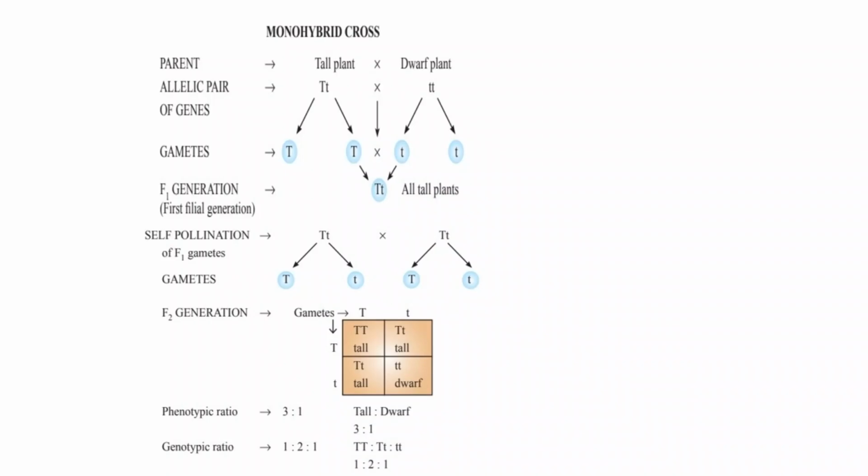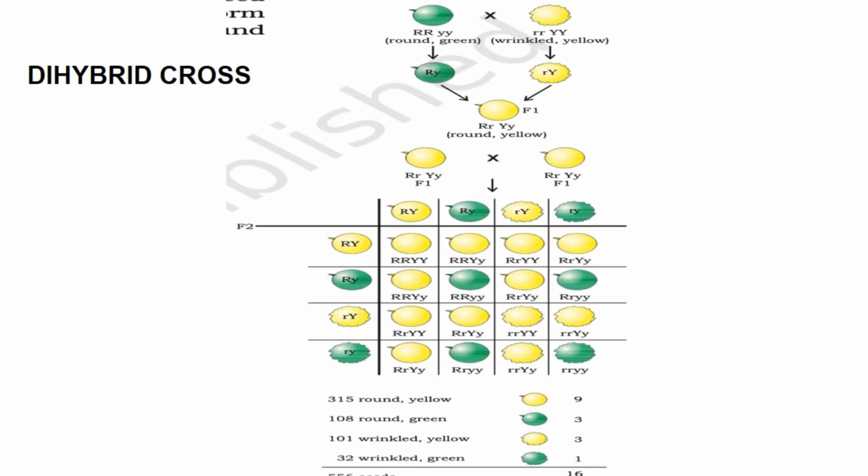Then we learn the Mendelian experiment. We learn the monohybrid cross, which involves the crossing of a single pair of contrasting characters, and the dihybrid cross, which involves the crossing of two pairs of contrasting characters. Here are certain things which you must do. Number one, write and learn the representation of monohybrid and dihybrid cross.